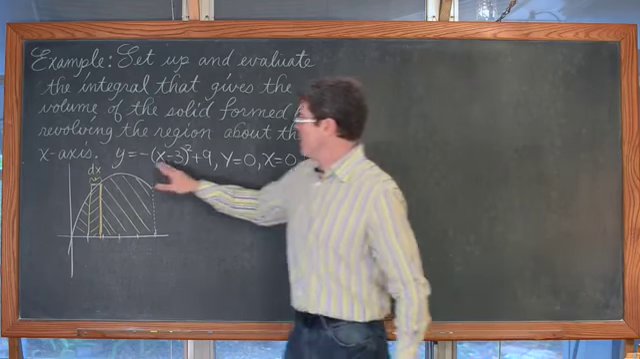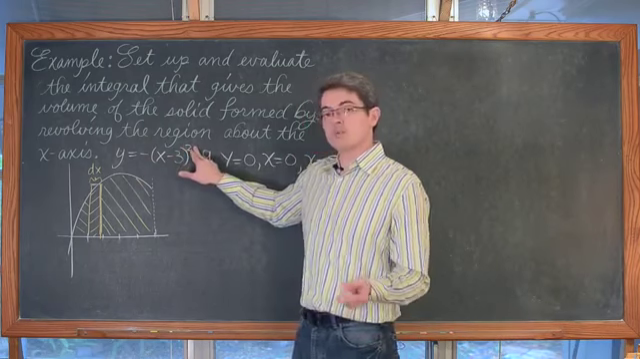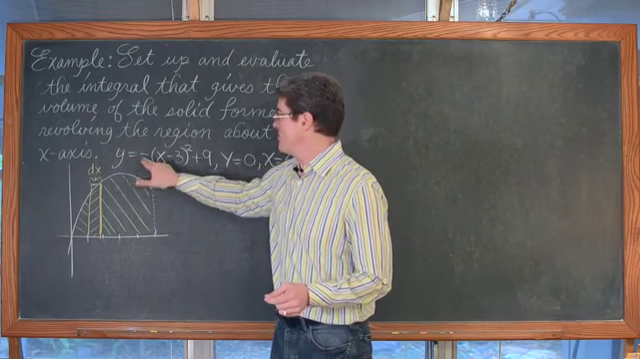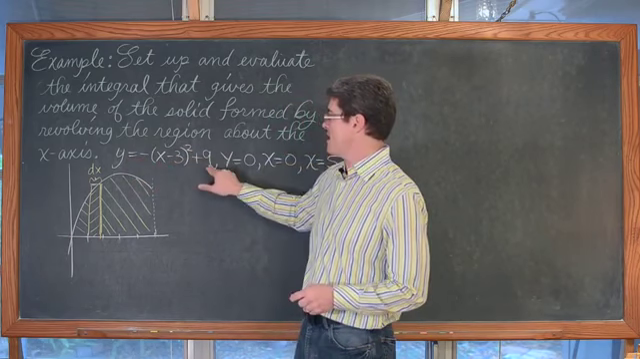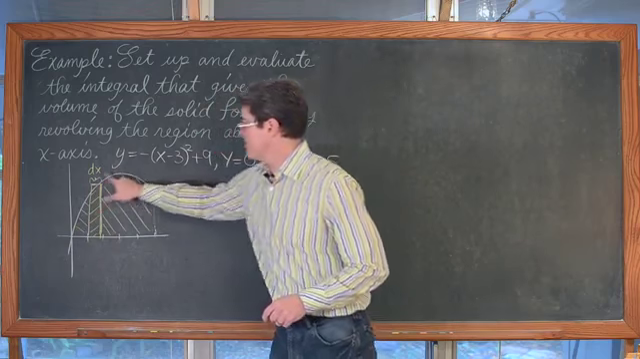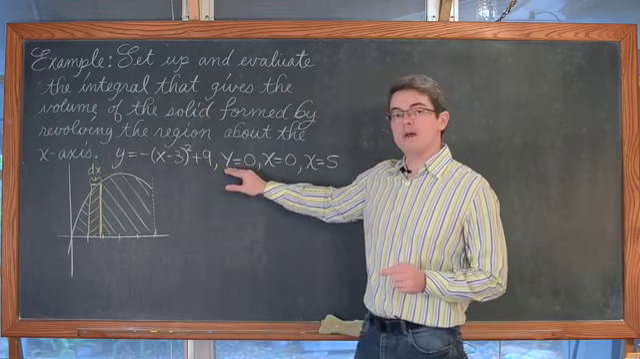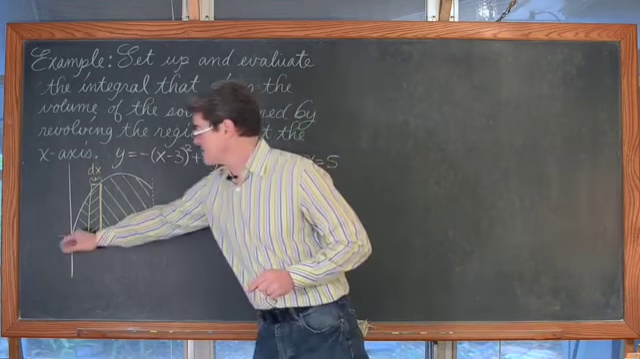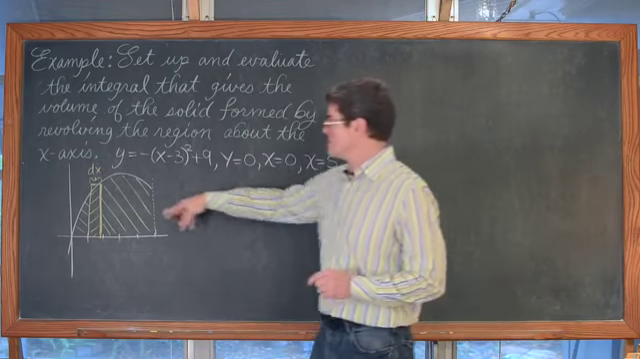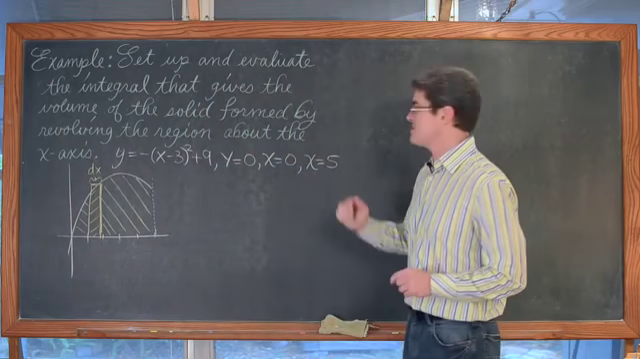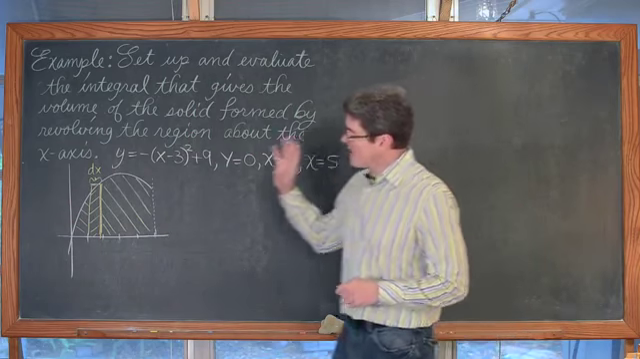So we have a parabola opening down. We see that we have one squared term. So we have y is equal to negative x minus 3 squared plus 9. And that's this parabola here. We also have our region bound by the line y equals 0, which is the x-axis, x equals 0, which is the y-axis, and x is equal to 5. So we've got it drawn.